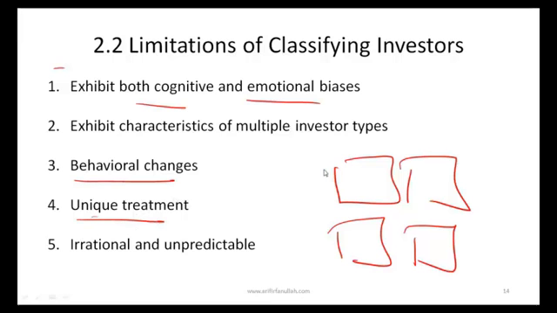Unique treatment, even though you might have identified somebody in a given bucket, does that mean that everybody in the bucket is the same? Not quite. So there still needs to be some unique treatment. And no matter what you do, people will from time to time act irrational and they will be unpredictable.